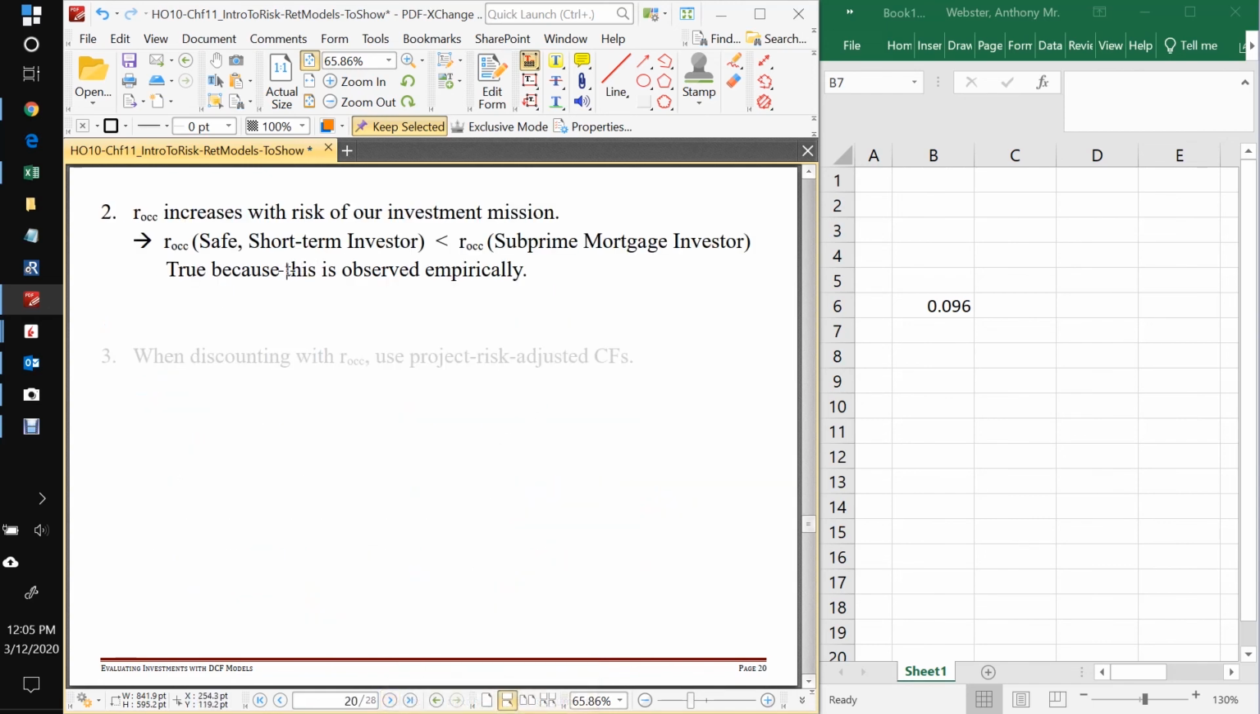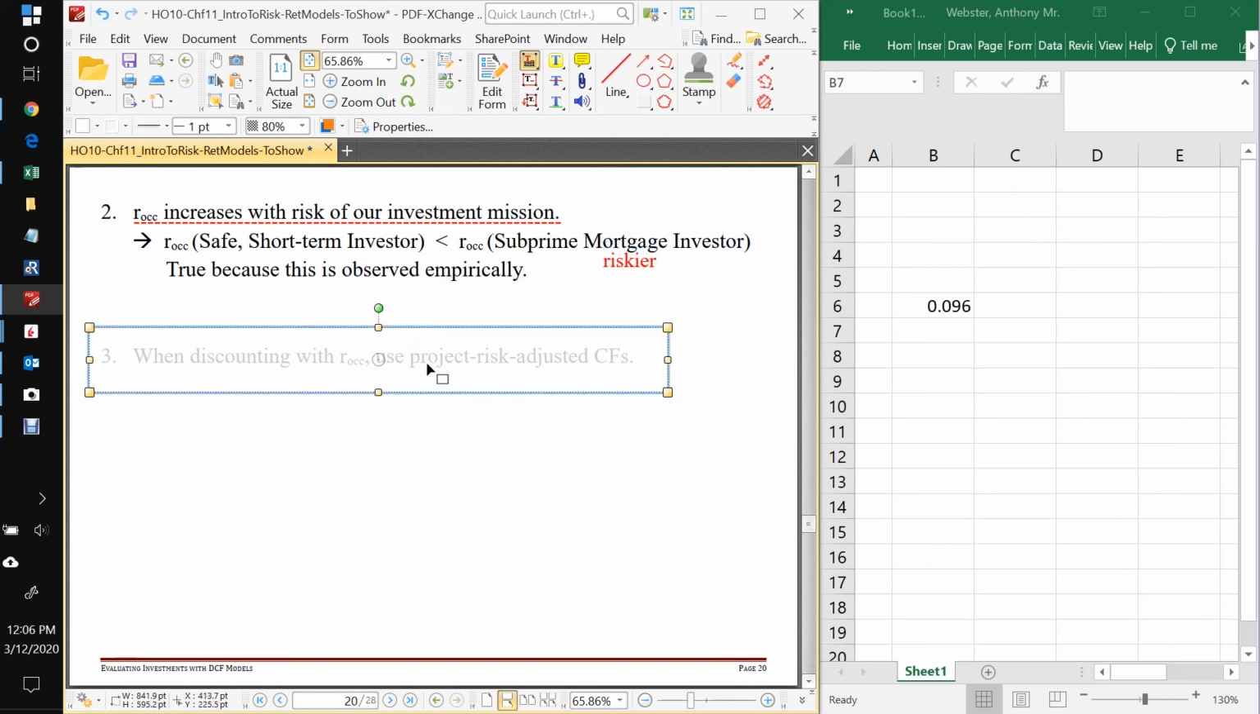Okay, the second property of opportunity cost of capital is that we've got to be careful that it does increase with the risk of our investment mission. So the opportunity cost of capital, we saw this for our safe short-term investor, is clearly going to be less than the opportunity cost of capital for our risky subprime mortgage investor. And this is true because we see this empirically in the marketplace and in our opportunity cost investments.